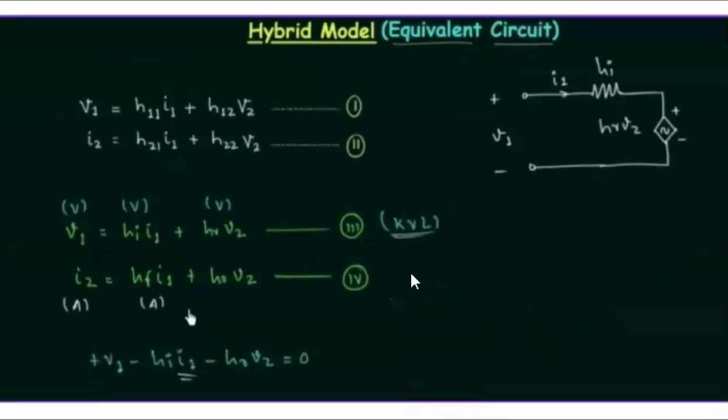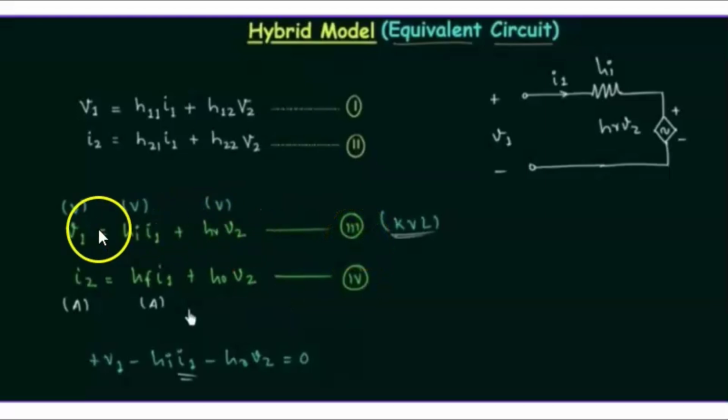Now let us talk about the hybrid model, that is the equivalent circuit. तो ये हमारे पास हमारी equation है which we have named as 1 and 2, और यहाँ पे हमने इसे थोड़ा modify कर दिया है according to the H parameters that we have seen in the previous slide. So we have the equation as V1 is equal to HI1 plus HVV2 and I2 is equal to HFI1 plus H0V2, and we are going to name these equations as 3 and 4.